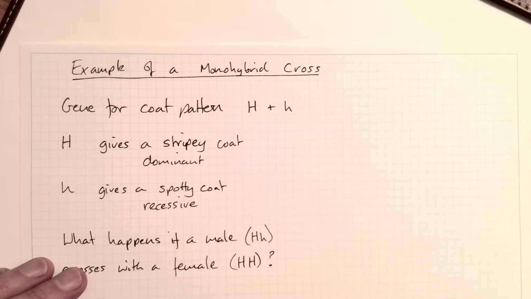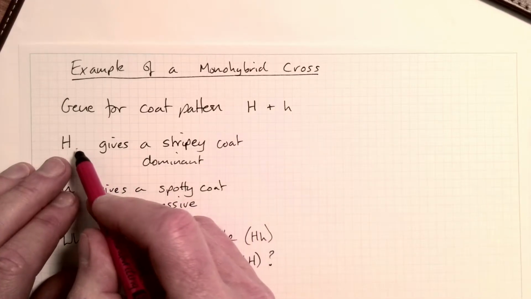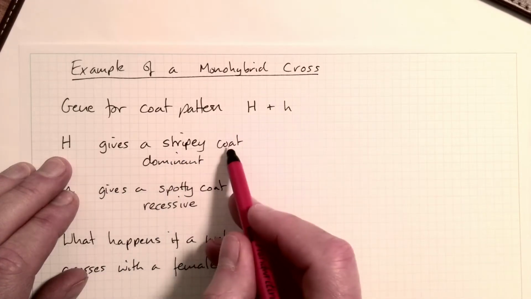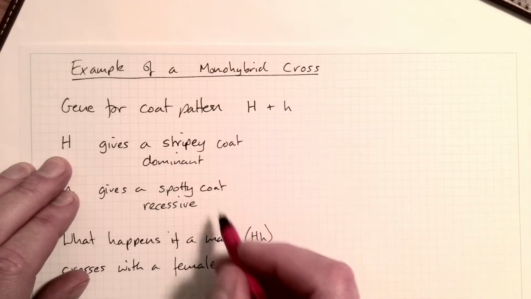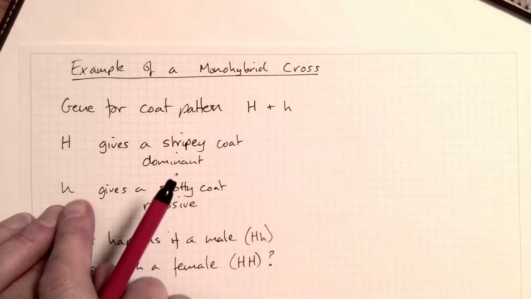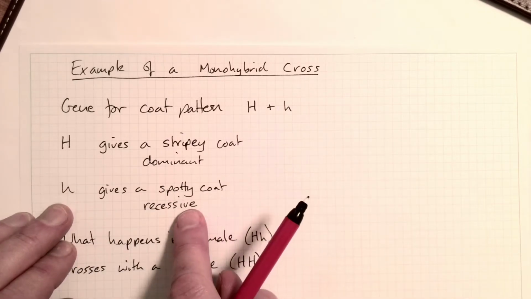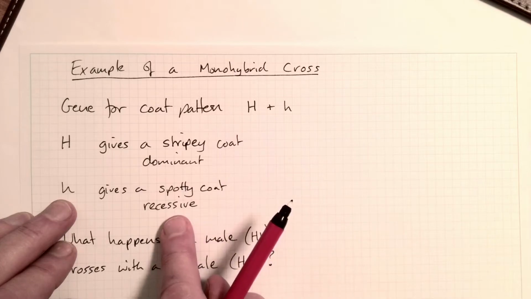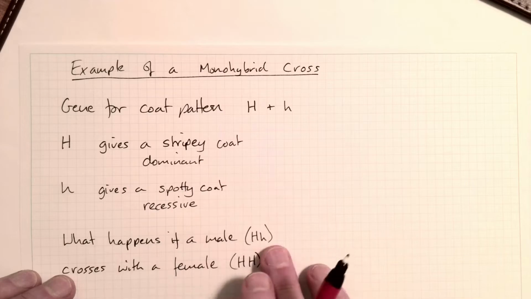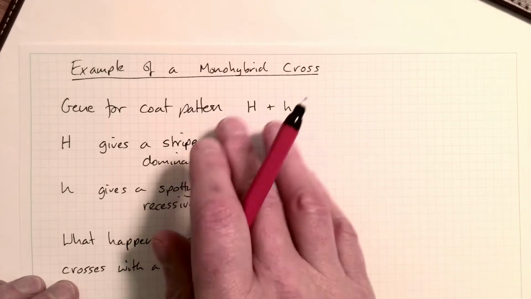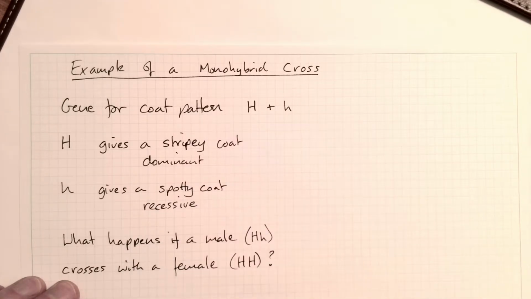You're only talking about one gene, and it's important that you make it clear. So H is the dominant allele. It gives a stripy coat, and it's dominant. As long as it's present, the phenotype will be stripy. Little h gives a spotty coat and will only show when it's homozygous. Okay, so remember we were asked what happens if a heterozygous male for coat pattern gene crosses with a homozygous stripy female. So that means she has to be homozygous dominant.